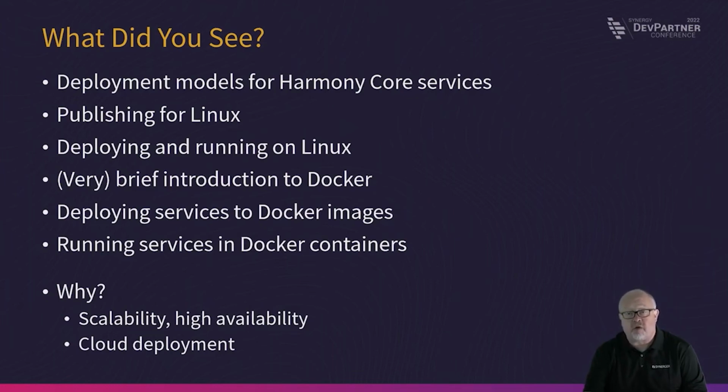You then saw a very brief introduction to Docker, which is a massive topic of its own. But hopefully we gave you enough of the basics to have a basic understanding. And finally, you saw how to deploy a Harmony Core service to a Docker image and then run it in a Docker container. Remember that while some of this may not be something you need right now, the main point is that running services in lightweight containers in conjunction with container orchestration solutions like Kubernetes can help you achieve scalability and high availability, and even let you deploy your services to the public cloud.